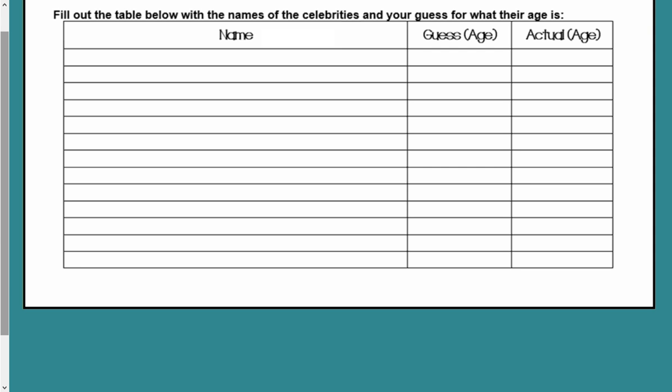But as I display a picture on the screen, you're going to want to write their name here. Okay, I'll just go ahead and tell you the first one's Ellen DeGeneres. The name doesn't really matter, it's just for you to keep track of people. You're going to want to guess, and I'll give you a little bit of time to guess. So you'll just guess, I think they are 100 or whatever. And then I'll show you their actual age, and so you'll write their actual age right next to it. So she's 11, just not the case.